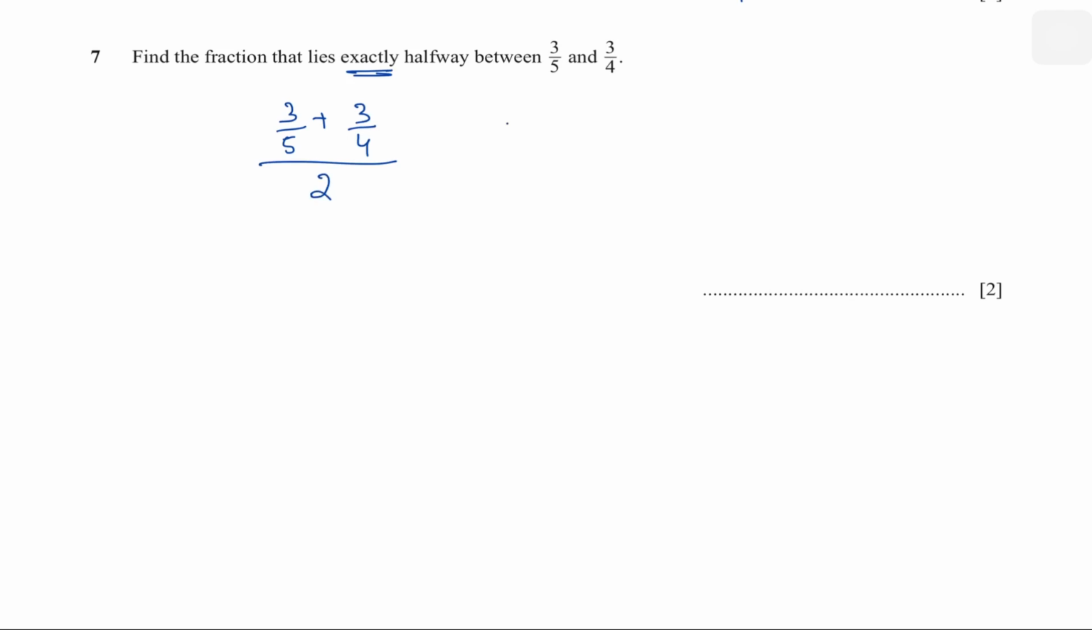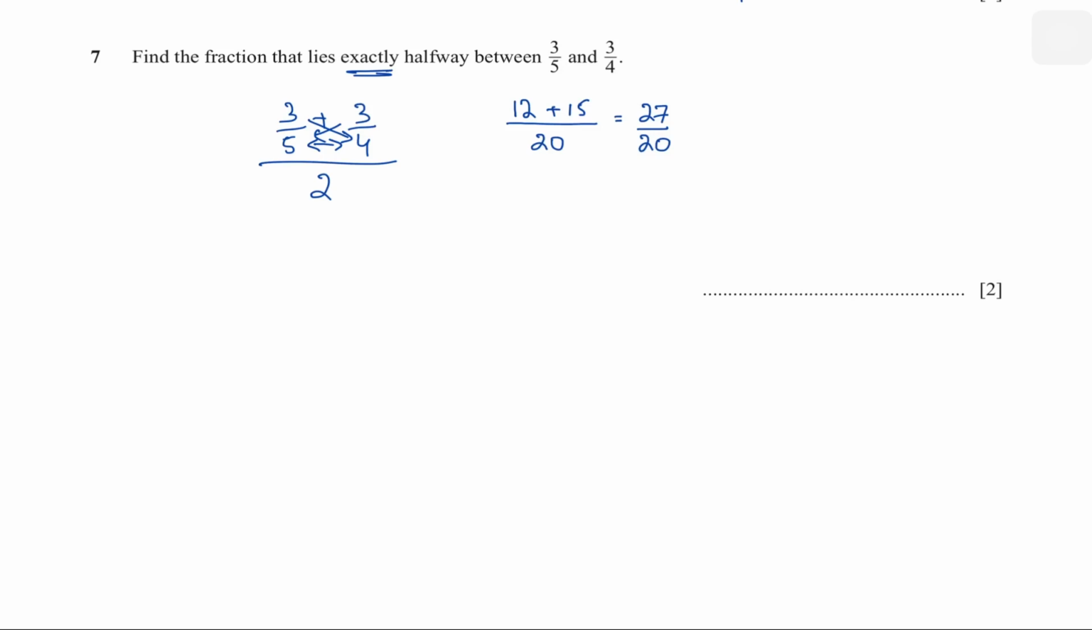So in order to add two fractions, of course, we're going to have to take out the LCM, which is going to be 20, or we can just multiply the two denominators. 5 into 4 is 20, and then 3 times 4 is going to be 12, and then 3 times 5 is going to be 15. Adding this gives us 27 upon 20.